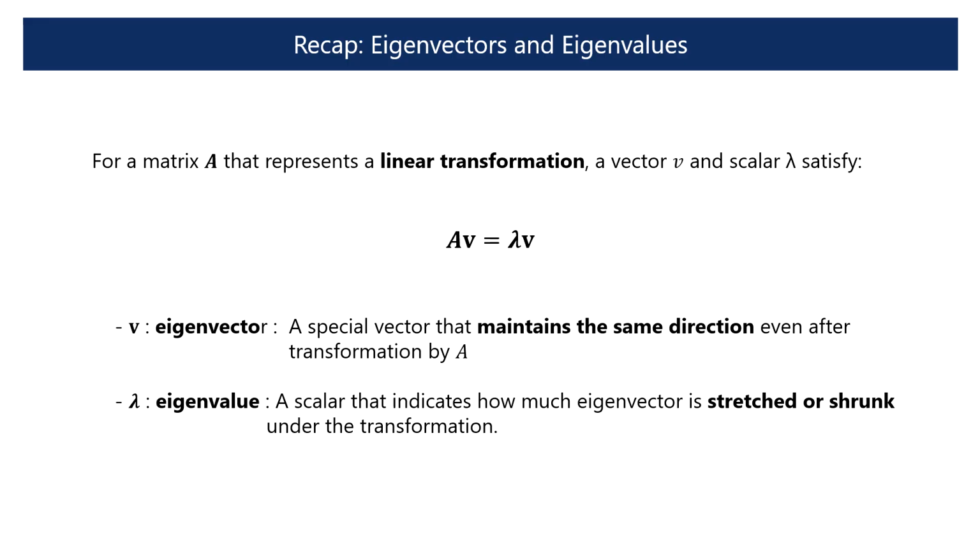Eigenvectors are defined for a specific matrix. Let's recap the definition of eigenvectors and eigenvalues. For a matrix A that represents a linear transformation, a vector v and a scalar lambda satisfy this equation. The important point here is that an eigenvector v is a special vector that maintains the same direction even after transformation by A. However, while the direction is preserved, its length may change. The eigenvalue lambda is a scalar that indicates how much the eigenvector is stretched or shrunk under the transformation.